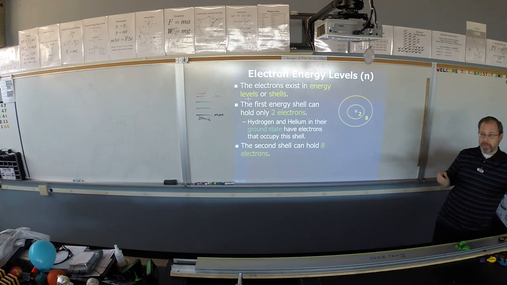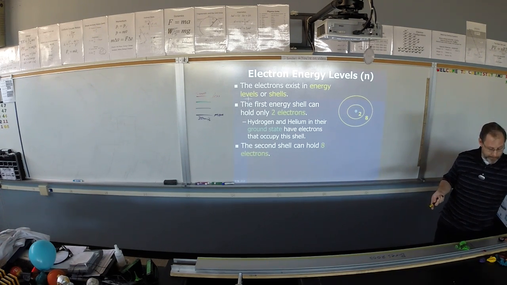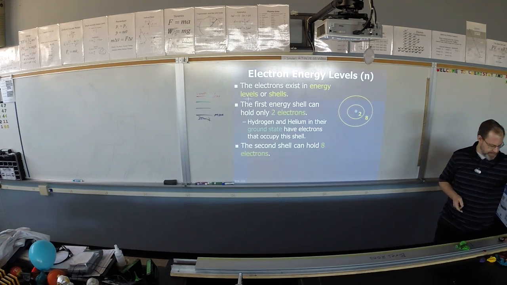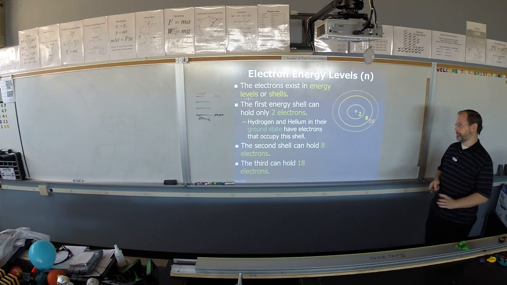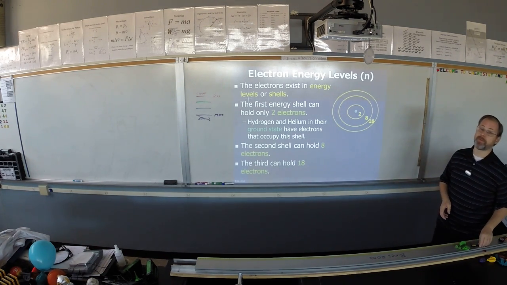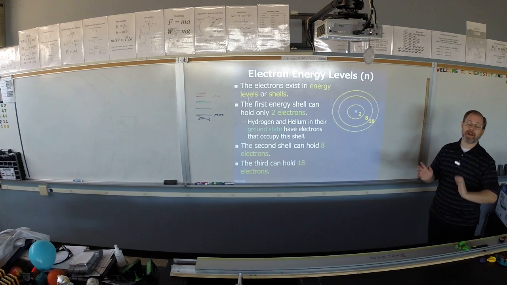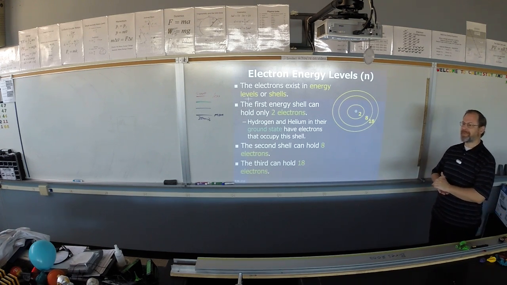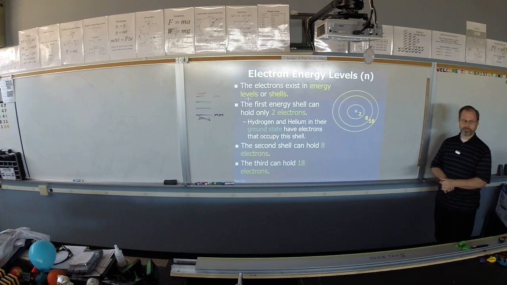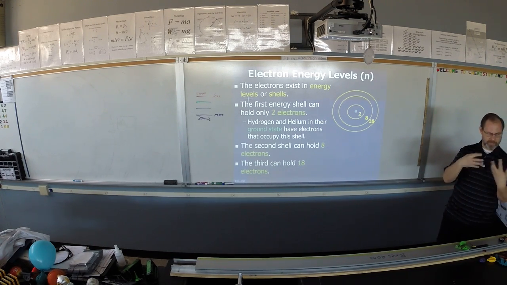Now here's where this little analogy breaks down. Level 3 does not have 8. 1, 2, 3, 4, 5, 6, 7, 8. Turns out level 3 has 18. And we're going to learn why there's only 8 elements in row 3, but there are 18 electrons in level 3.